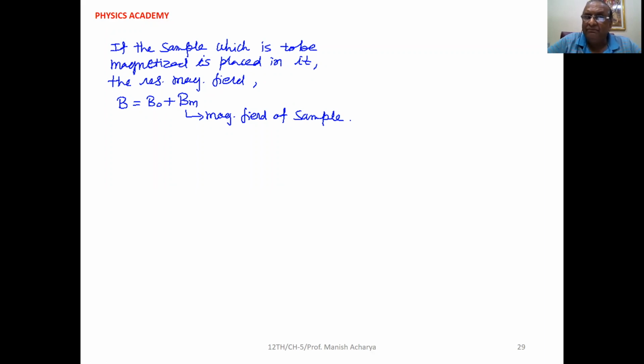So if the sample is placed inside the solenoid, then the resultant magnetic field is B0 plus Bm. B0 is due to the current flowing through the solenoid, and Bm is the magnetic field of that sample, which is now magnetized. So the sample behaves as a magnet.